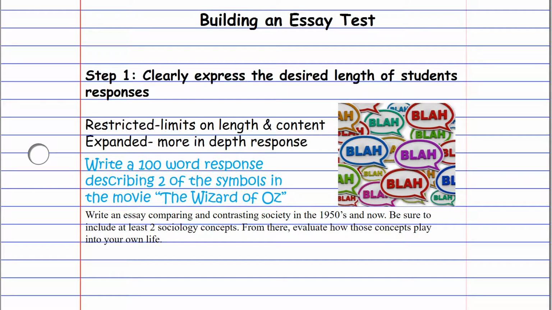Step 1 is to clearly express to students the desired length of their responses. It is important that your students know how long of a written response you are looking for. A restricted response item places limits on both the length and content of the essay. An example of this would be, write a 100-word response describing 2 of the symbols in the movie The Wizard of Oz. On the other hand, an extended response item typically requires students to provide lengthier and more in-depth responses.